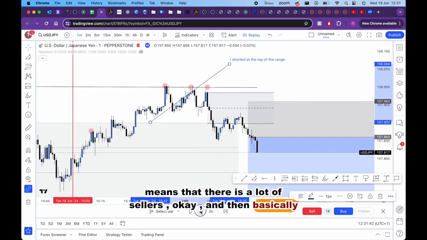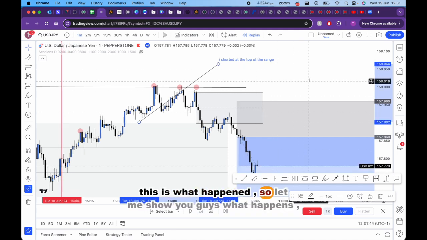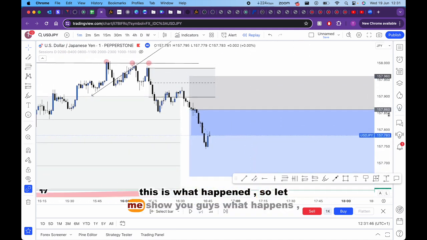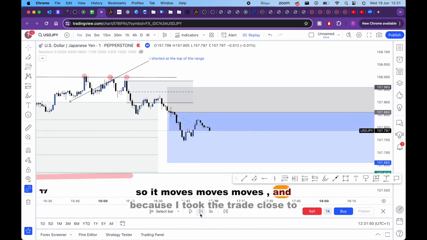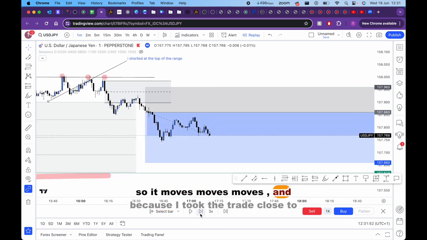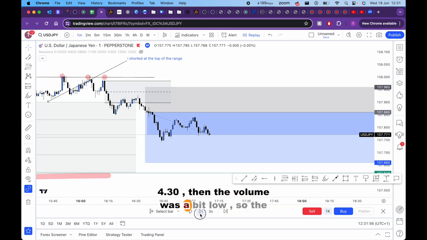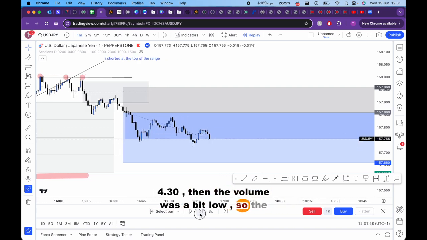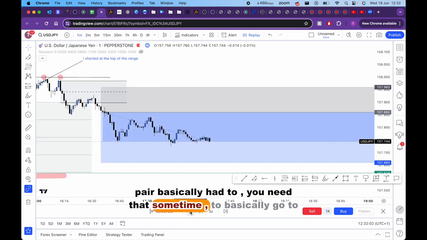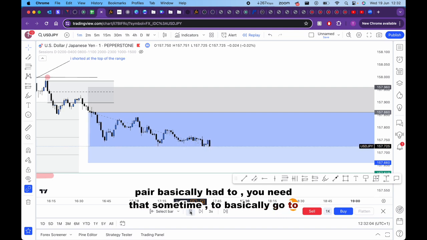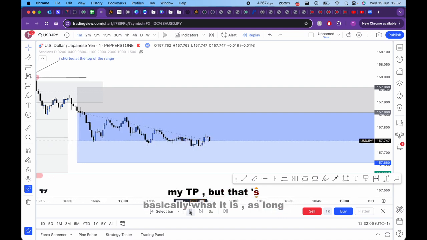And then this is what happens. Let me show you guys what happens. So it moves, moves, moves. And because I took the trade close to 430, the volume was a bit low, so the pair needed some time to go to my TP. But that's basically what it is.